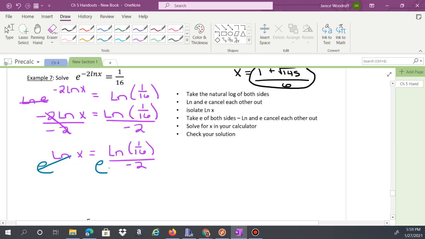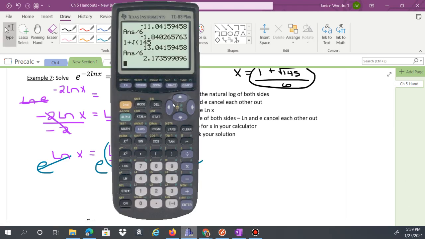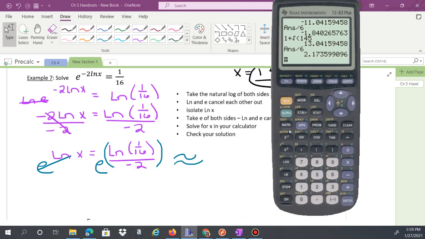You can put that in our calculator. This is x equals e to the ln 1/16 divided by negative 2. Let's find out what that is. So we put that in our calculator. You go second e, and then in there you've got your numerator and your denominator. So I'm going to do parentheses, natural log 1 divided by 16, close the log, close the numerator, and then divided by negative 2.